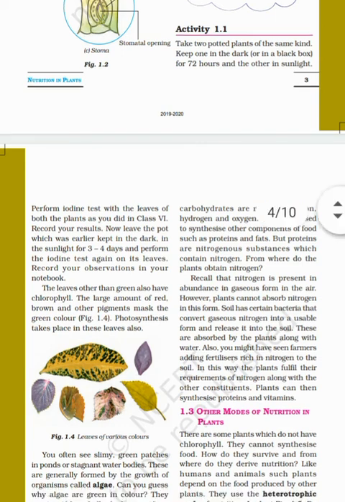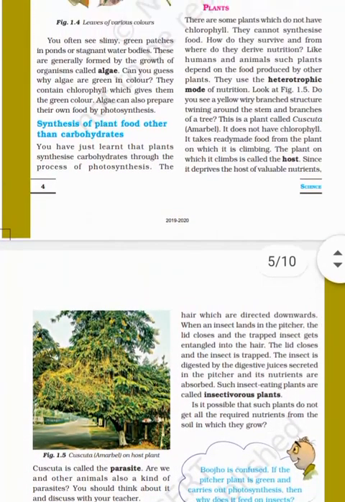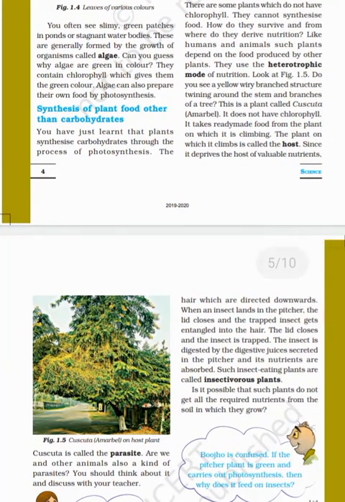There are many types of mode. First one is parasitic nutrition. And what is parasitic nutrition?